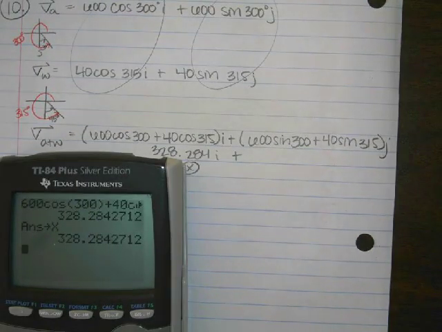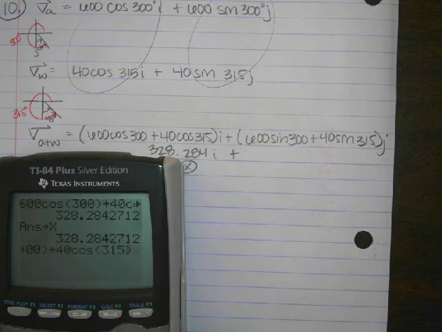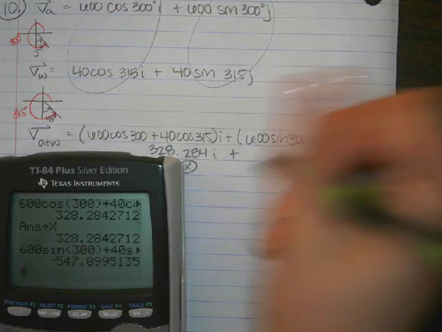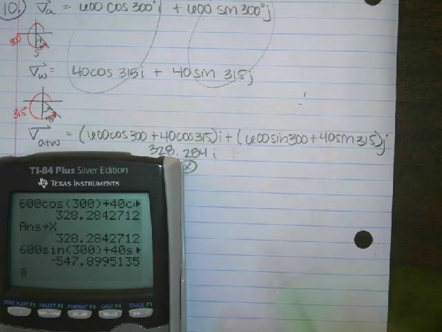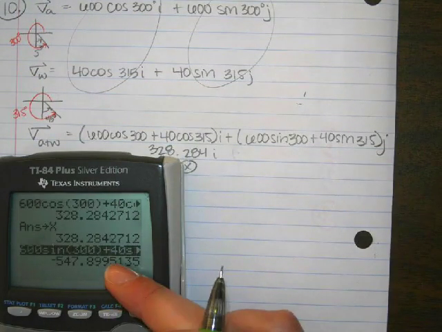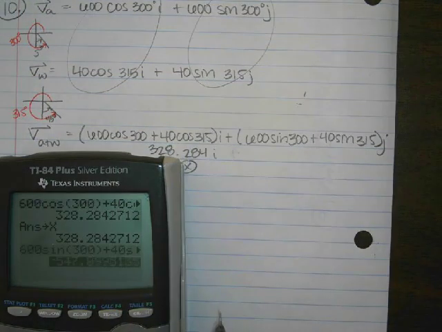Okay. Now what do I do? Now you add the 600 sine. You're going to store that as Y. So I'm going to type in the sine part. This one says minus. I went up where it was dark on it and I pressed enter. And that pulls it down.